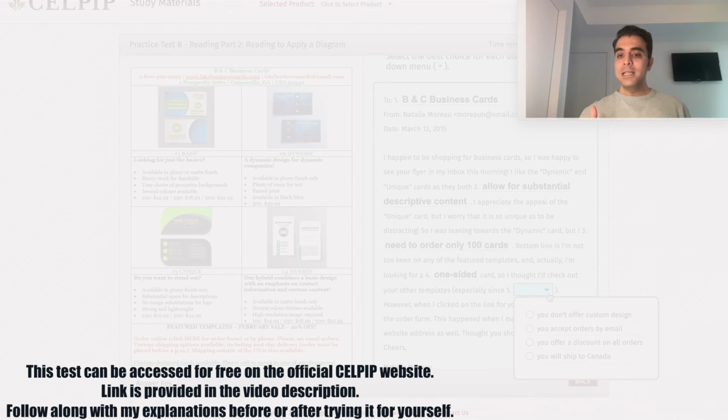And so, especially since A, you don't offer custom design. Do they not offer custom design? No, that green sentence at the bottom says custom design cards available. So this one is out. B, you accept orders by email. Is that correct? No. Again, look at that part that's in red or orange. The second sentence says, please, no email orders, right? So that is out. They do not accept email orders.